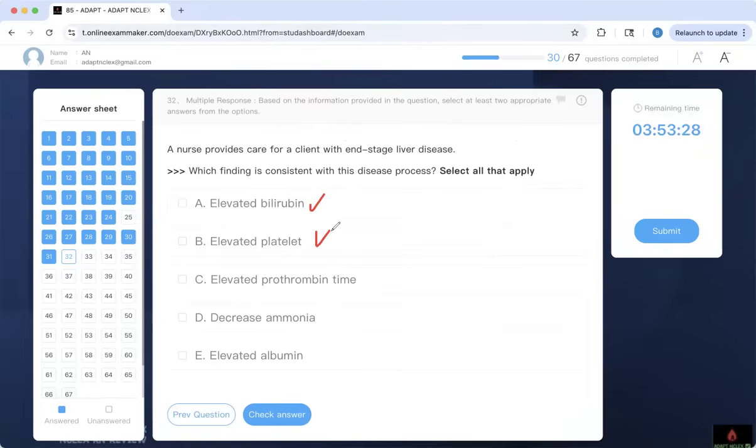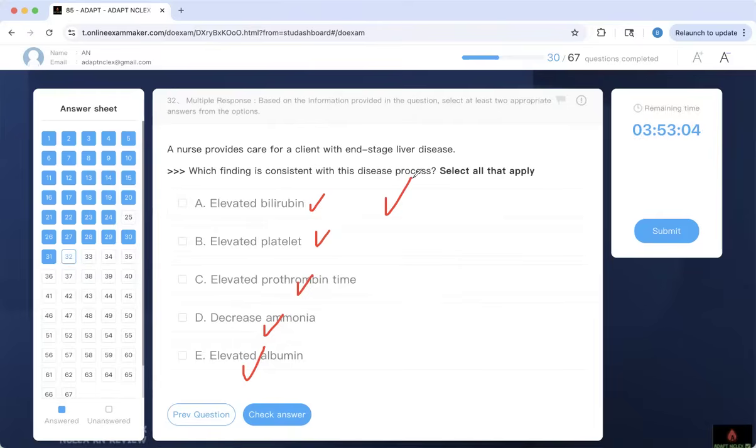Are the platelets going to be elevated? Is your PT going to be elevated? Is your albumin going to be elevated? Think about it. The liver is responsible for clearing bilirubin. Therefore, if your liver is affected, what do you think? Your bilirubin is going to go up. Therefore, that's what you expect.